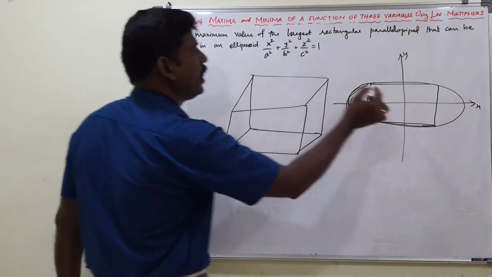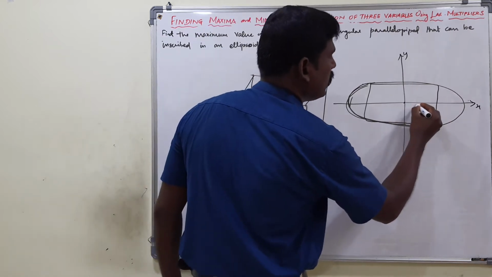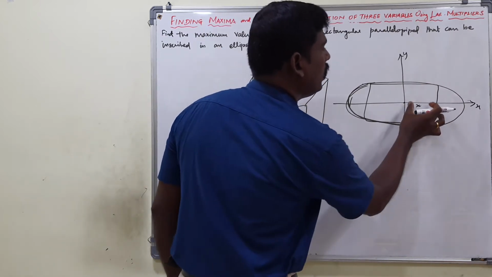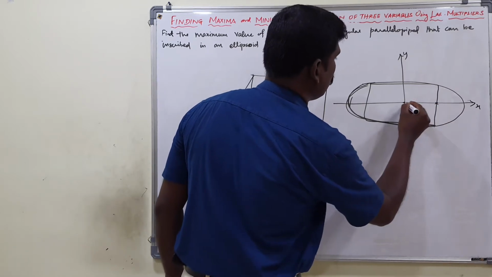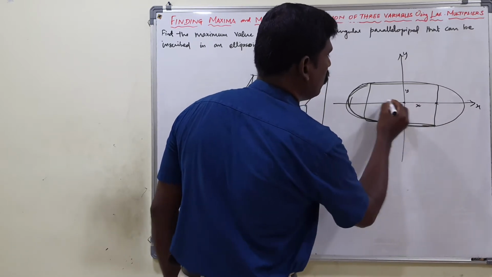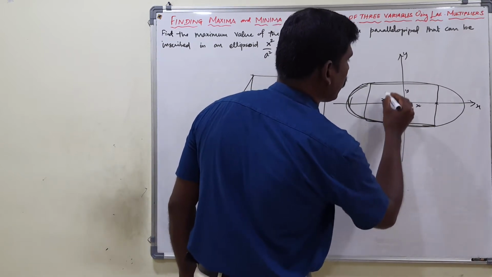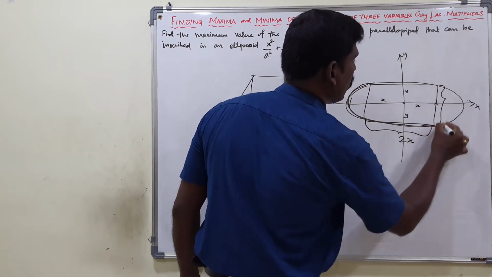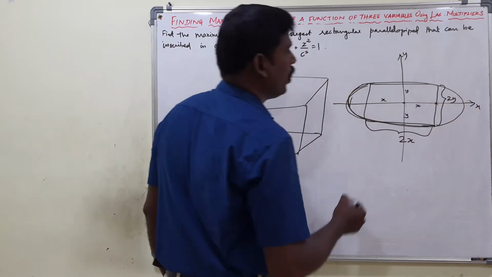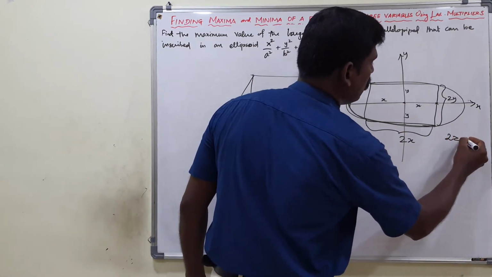So inscribed in an ellipsoid. Just let me draw it in a 2D shape. Let us take this length be x, and up to this length be y. So this will also be x, this will also be y. So the length of the rectangular parallelepiped will be 2x, the breadth will be 2y, and the height of the parallelepiped will be 2z.